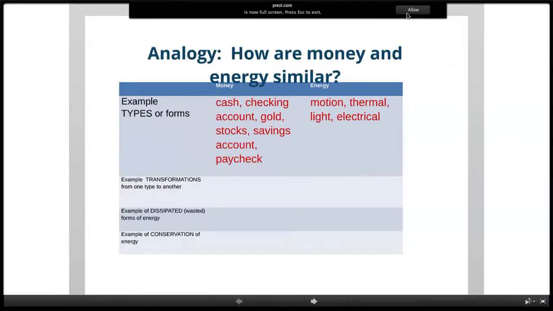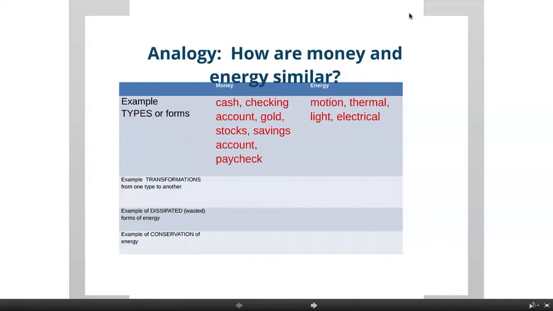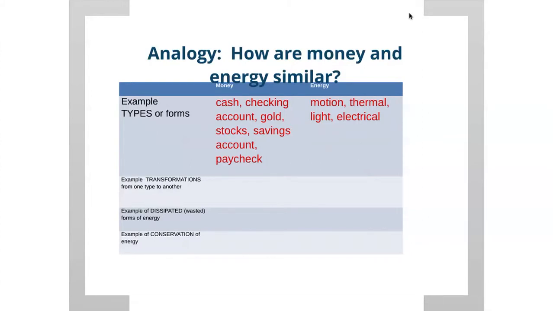Alright, so first we're going to fill in this "how money and energy are similar" chart. We talked about this in class, but if you weren't here, we talked about how money can come in many forms, like your cash or your checking account or gold or savings account, paycheck, dollar bills, coins, all that stuff. And similarly, energy can come in many forms. We already took notes on the 8 kinds, so I'm not going to stop here all that long.